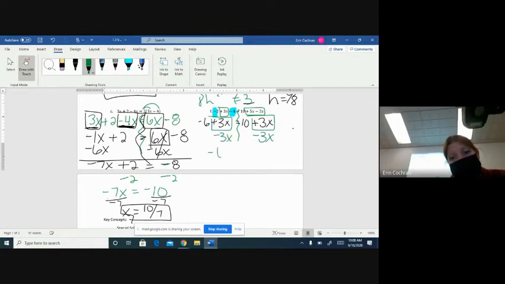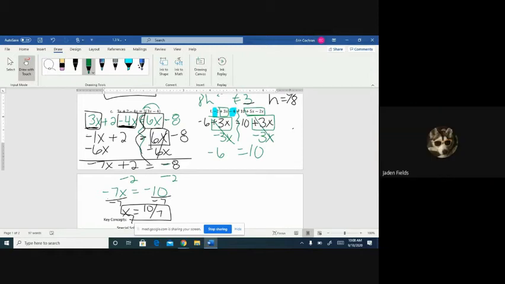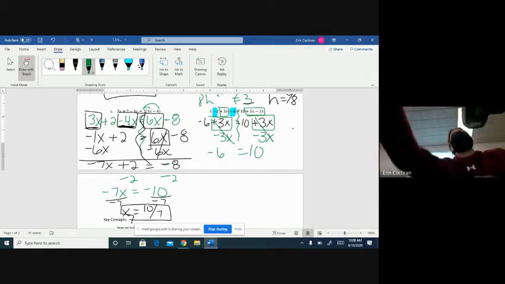Now we have -6 equals, what's 3x minus 3x? 0. And 0 times anything is 0, right? So what happens to that variable? It's gone, right? We have 10 on this side. What's 3x minus 3x again? 0, it's gone. Huh. We don't have a variable here.